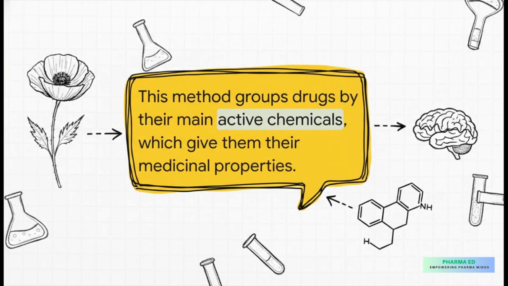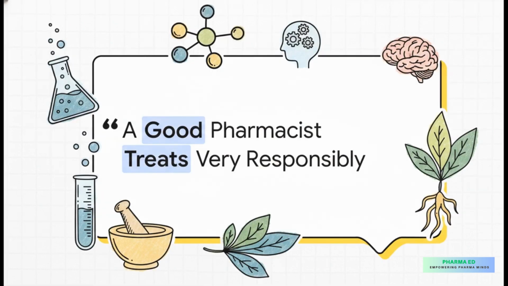This method is incredibly useful, because drugs that have similar chemical ingredients often have similar effects. So we group them into categories like alkaloids, glycosides, tannins, and so on, all based on their chemical nature. It's a very popular and logical way to classify drugs. Now, of course, for the exam, you need to remember these main chemical classes.